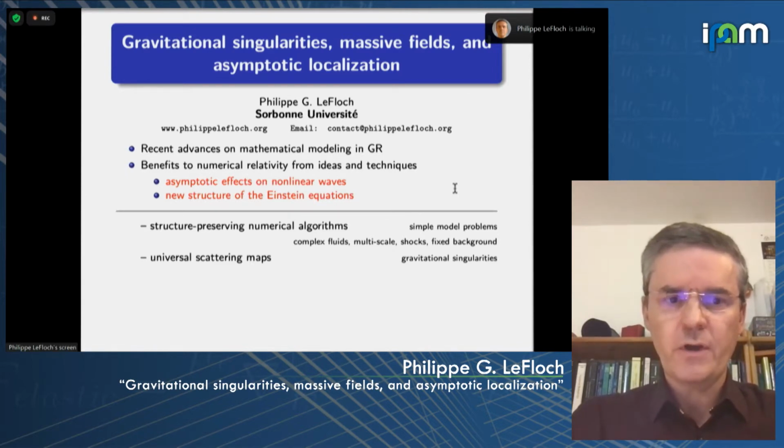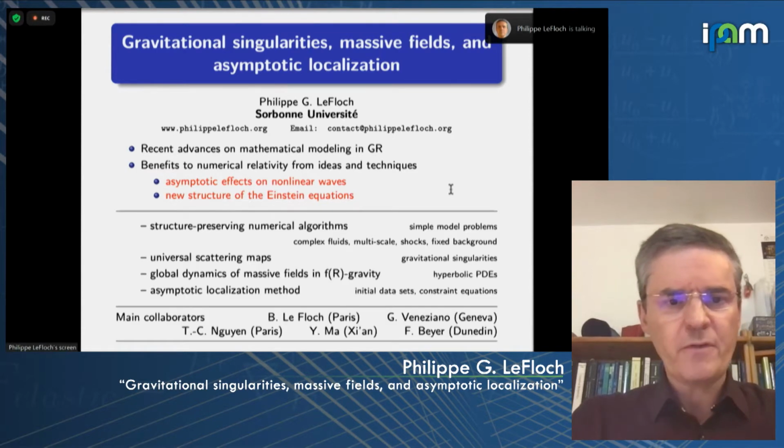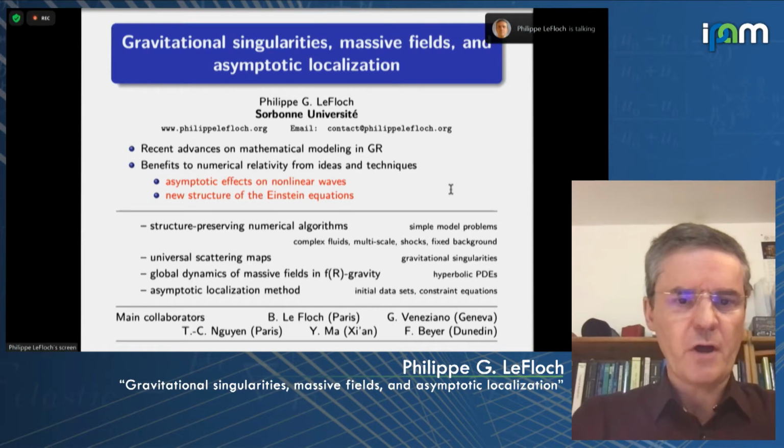So I will be talking about structure preserving numerical algorithms and junction maps. Sometimes I call them scattering maps. You will see, especially in the setup of gravitational singularities, this is a terminology that we use. I have more materials, but probably I will not have time to talk about it.